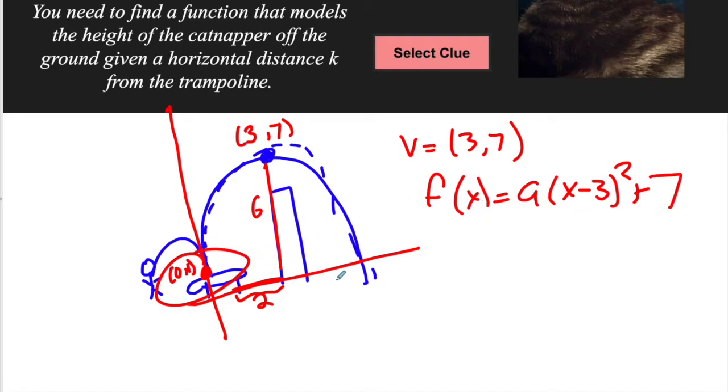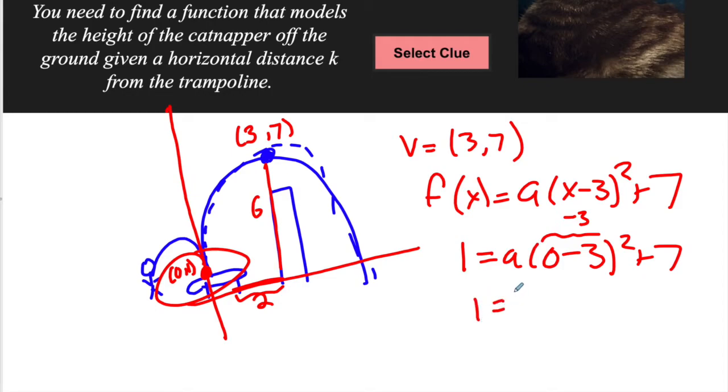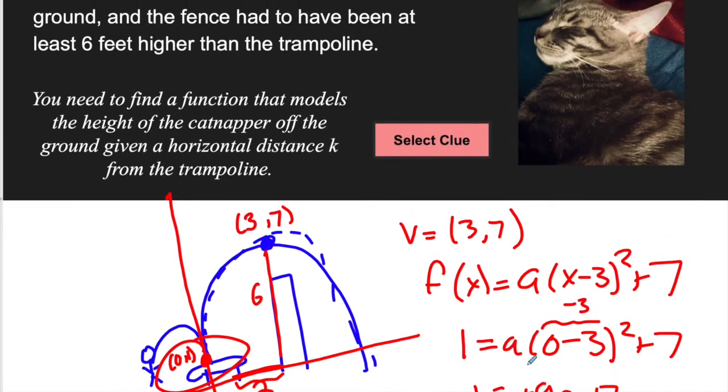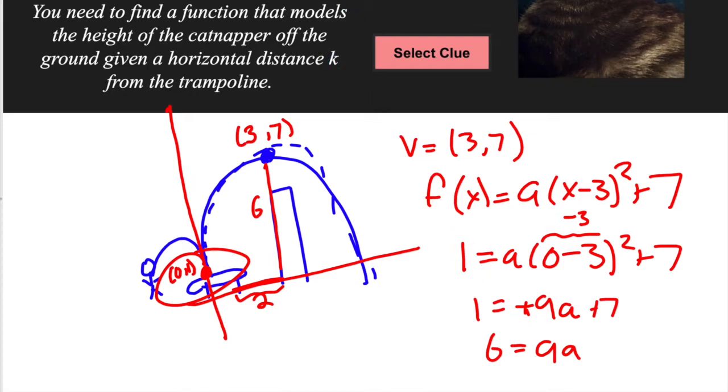Now, based on the situation, I know that when I plug in 0, what I have to get is 1. So 0 minus 3 is negative 3, which when I square it is 9. So what that gives me is positive 9a plus 7. So 6 equals 9a. So, wait a minute. Oh, you know what I did? I don't know where I got 3 from. You know what? I did it to the 1.